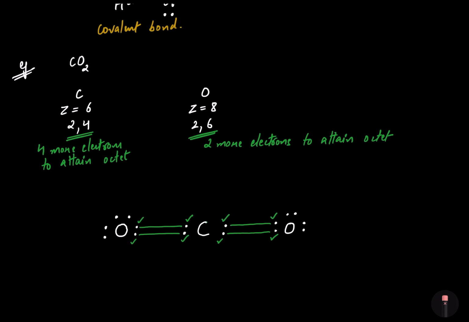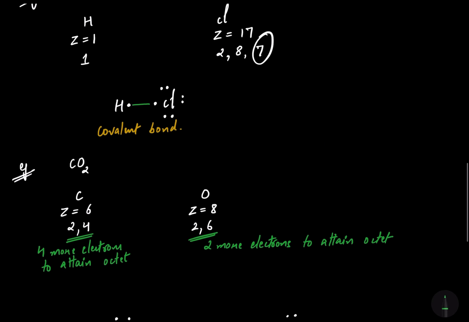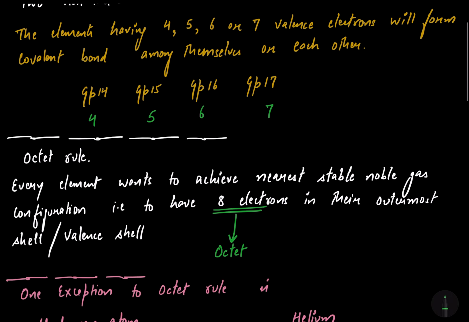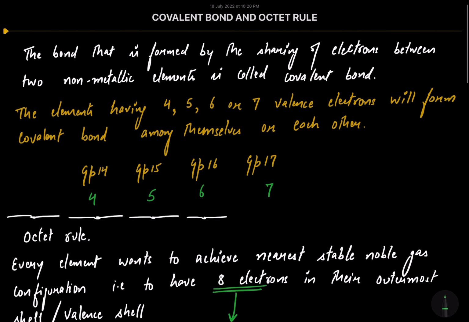So that means in case of CO2, all the elements have attained 8 electrons each after sharing of electrons and have attained the stable nearest noble gas configuration. So that's all about the covalent bond. We will talk about the covalent bond in detail in our further lectures. That's all for today. I hope you all understood today's lecture.